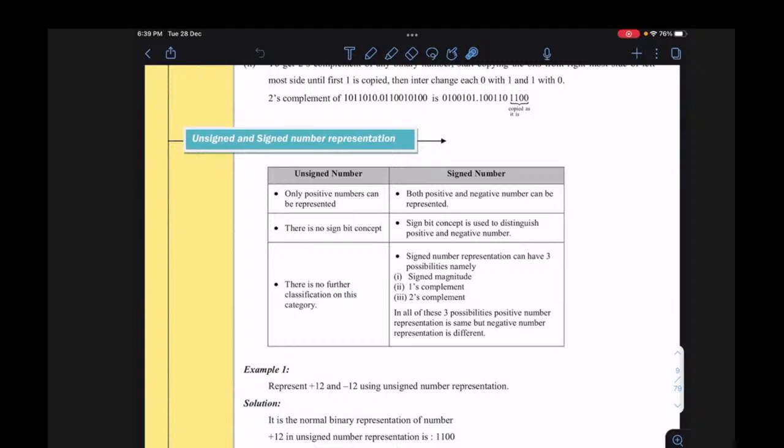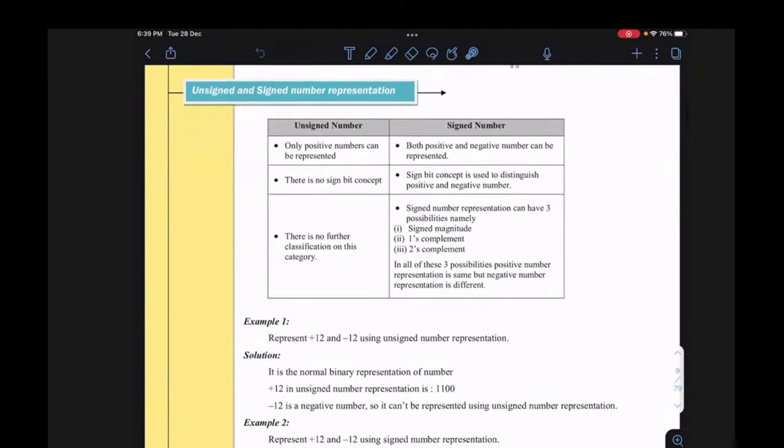So this table is giving you the summary, right? Unsigned number is only meant for positive numbers. Signed number is meant for positive and negative numbers. No sign bit concept here; here we have sign bit concepts. No further classifications; here we have three classifications. In all three classifications, positive number representation is the same, but negative number representation is different. So you have to read the question very carefully, what they're asking.